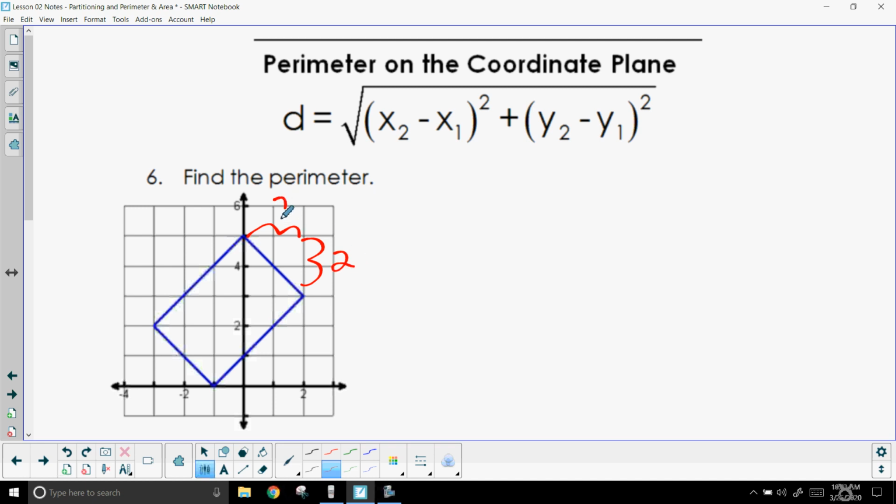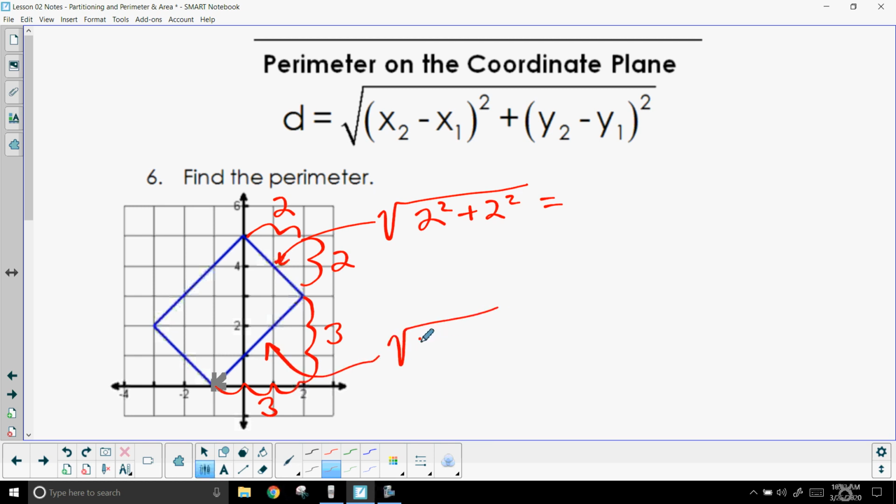Alright, and on the side, 1, 2, 3. 1, 2, 3. So we'll say this side is going to be that run of 2, and then square it, plus 2 squared. And then this side is going to be the run of 3 and the rise of 3 squared. Forgot my parentheses, but that's okay.